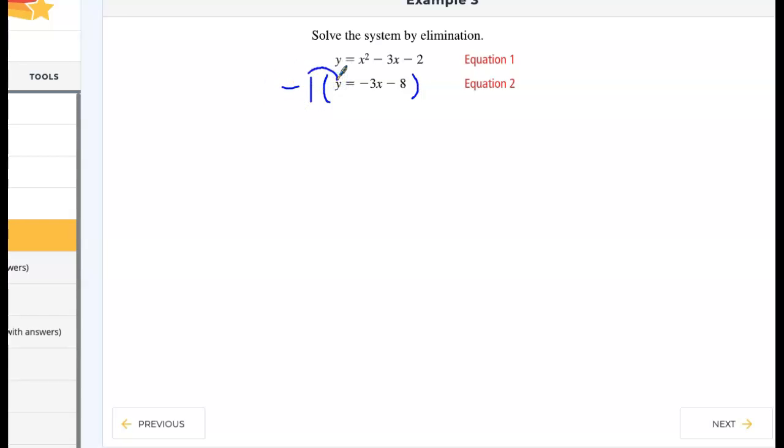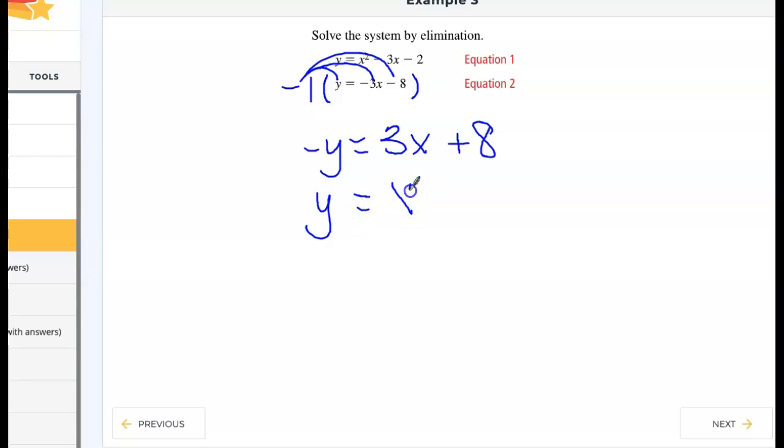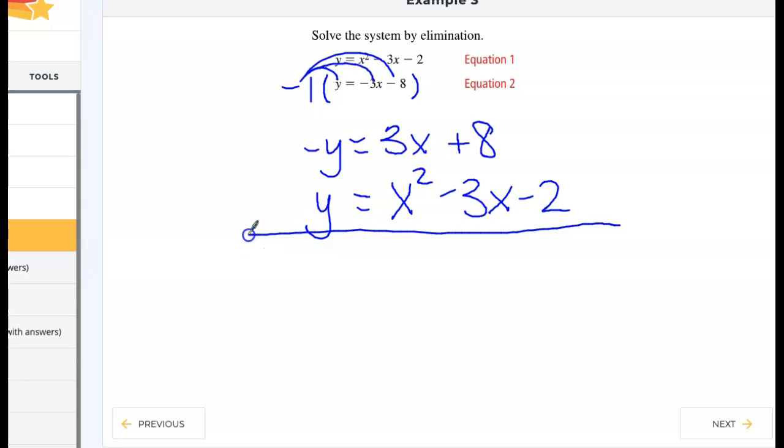So negative 1 times y would be, equals negative 1 times negative 3x would be, negative 1 times negative 8 would be, okay? So then I have my y's opposite on my equations now. So if I was to add these two together, would one of my variables cancel out?